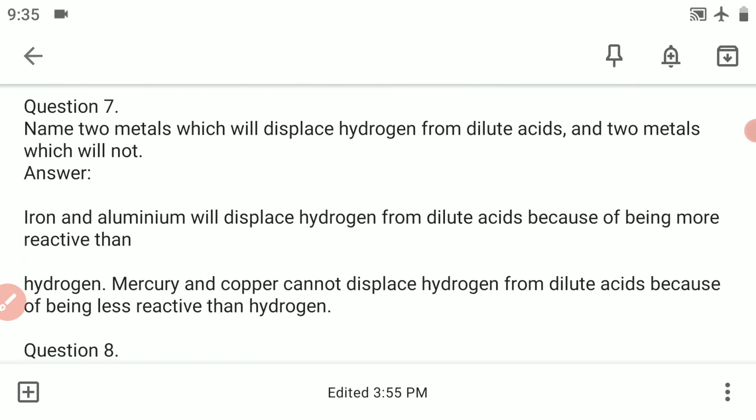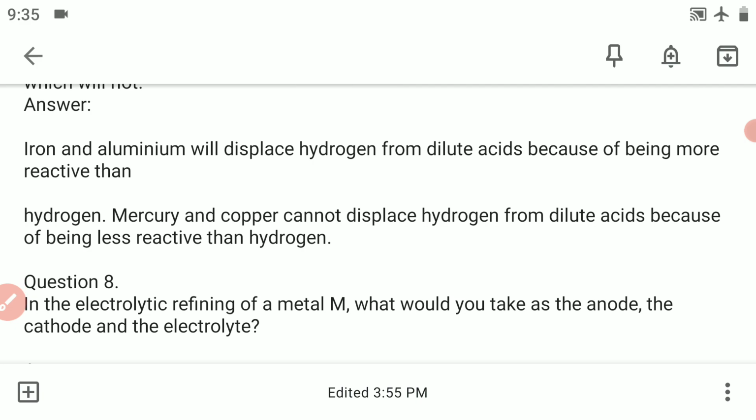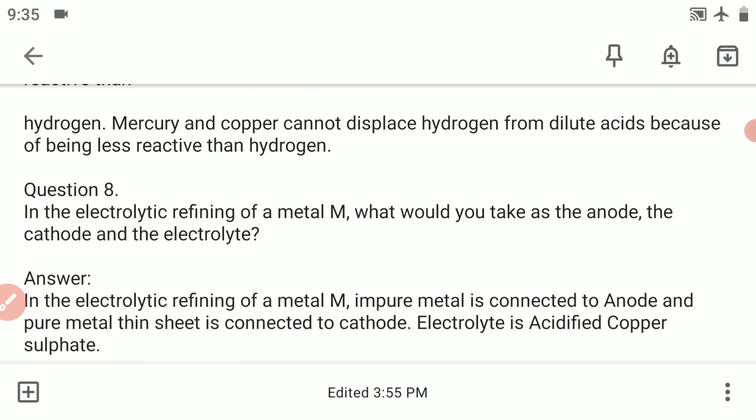Question number 7 is, name two metals which will displace hydrogen from dilute acids and two metals which will not. Iron and aluminum will displace hydrogen from dilute acids because of being more reactive than hydrogen. Mercury and copper cannot displace hydrogen from dilute acids because of being less reactive than hydrogen.